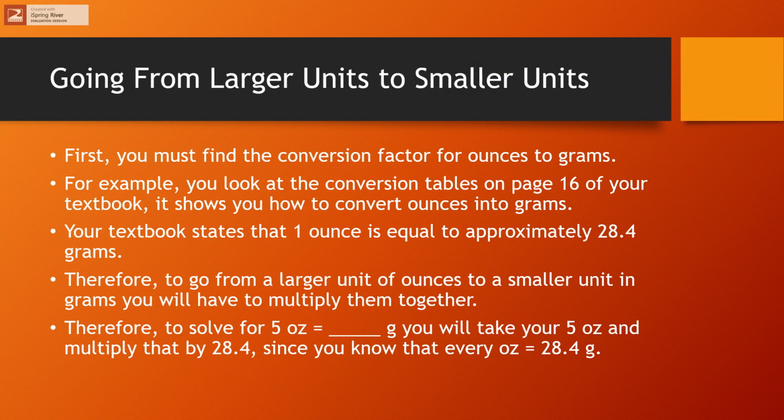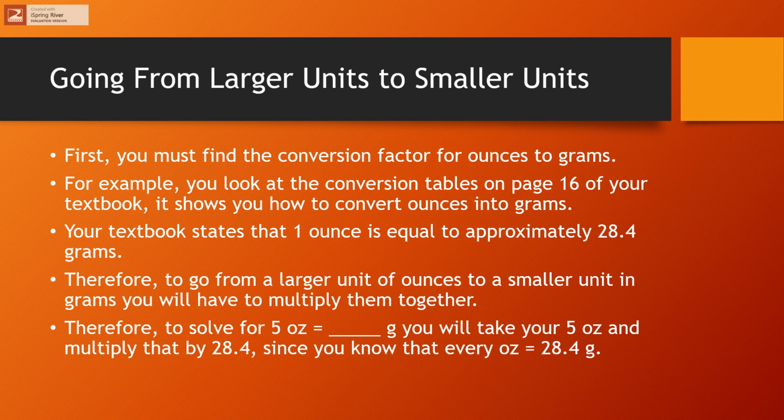On this slide, we're going to talk about how to convert a larger unit of ounces to a smaller unit in grams. First, you must find the conversion factor. You have to figure out how many ounces to how many grams. For example, you look at your conversion table on page 16 of your textbook. It'll show you how to convert ounces into grams. Your textbook states that 1 ounce is equal to approximately 28.4 grams.